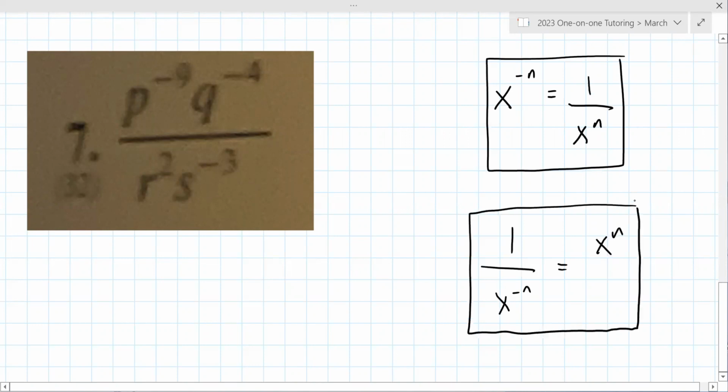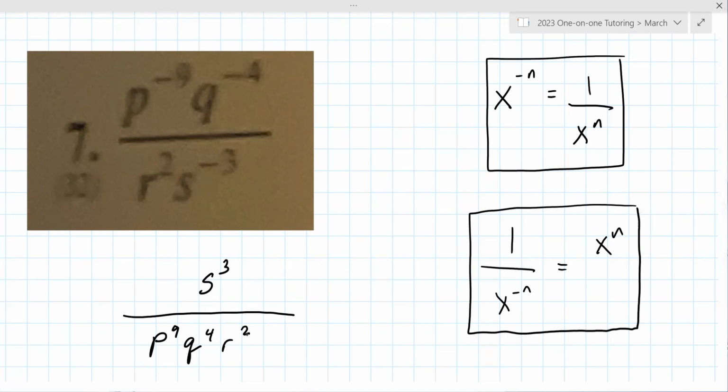So it would be just s to 3 on the top. And on the bottom, everything else, positive exponents though. Order doesn't really matter, but some people prefer alphabetical order.